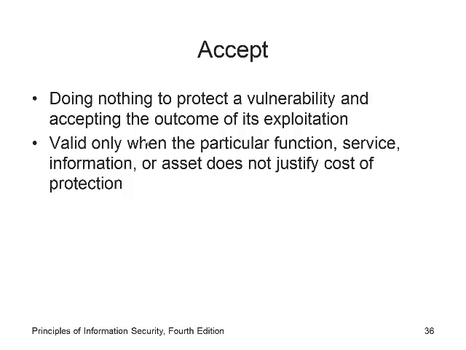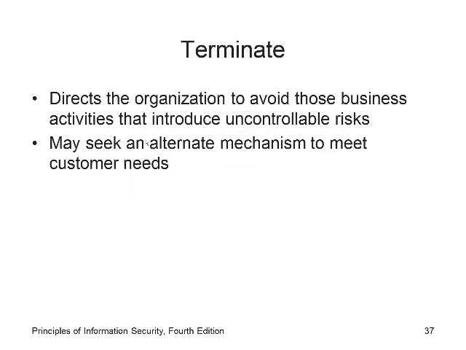Can't think of an example. But if it's going to be too expensive to protect something, maybe at that point I'll just accept it. I can't think of a good example, so we're going to leave it at that. Terminate directs the organization to avoid those business activities that include uncontrollable risks. It may seek alternate mechanisms. So I'm going to do all I can. If I can't fix it in any way, stop using it.